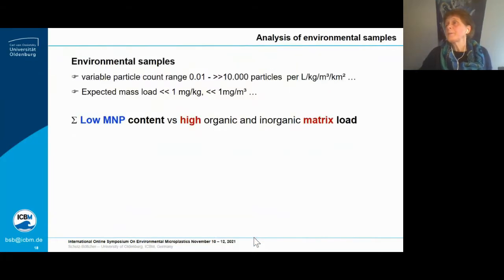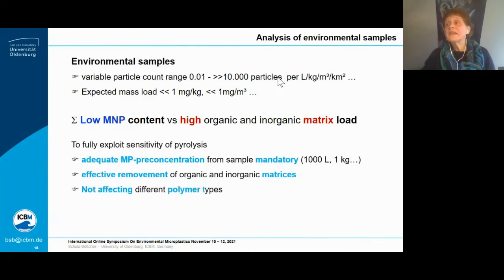I showed. Coming now to some environmental samples, and that was also already said, so I just go quickly through it. We have a very low microplastic content accompanied with a high organic and high inorganic matrix load, and we definitely have in most cases to perform an adequate microplastic pre-concentration to really get measurable and reduced amounts at least.